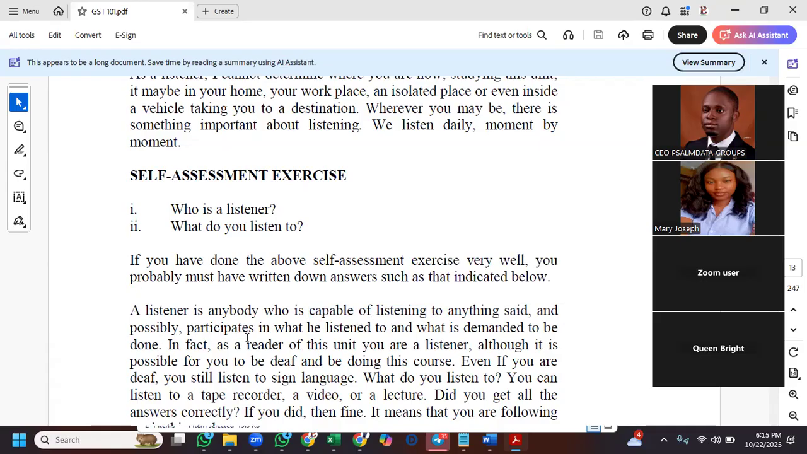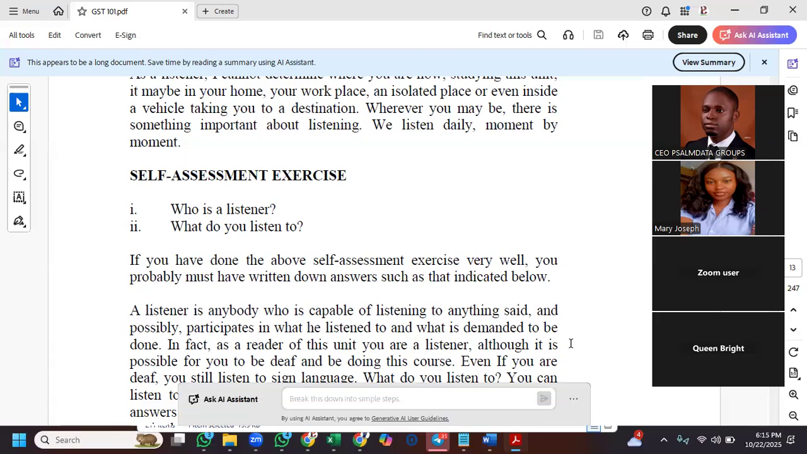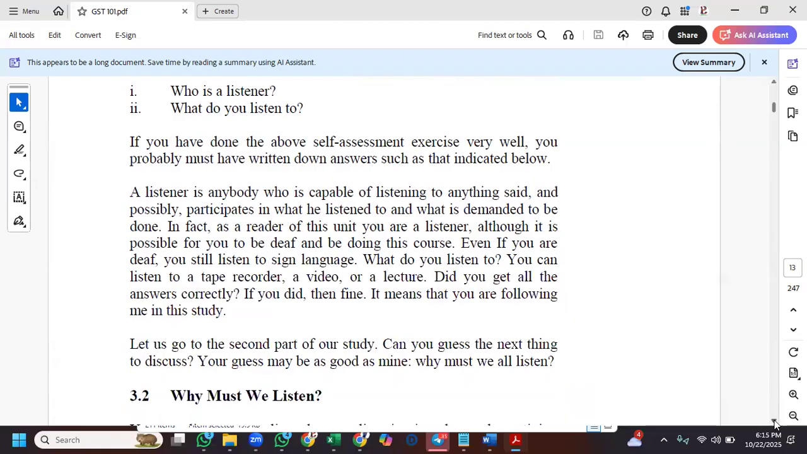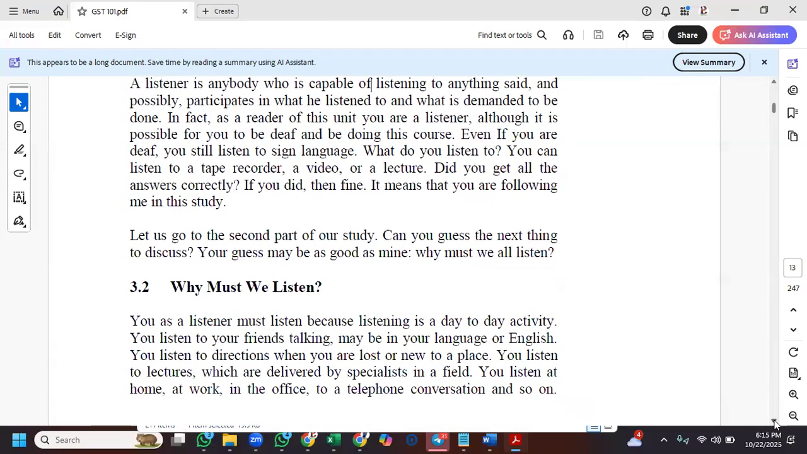and then participate in what he or she listens to. That means if you say something, an action is actually required. So the person that is listening will be able to carry out that action. That is what shows that the person has listened to you. Now let's leave that. That is who a listener is: anybody who is capable of listening to what is being said and also participate in what he has listened to, or what is demanded to be done.